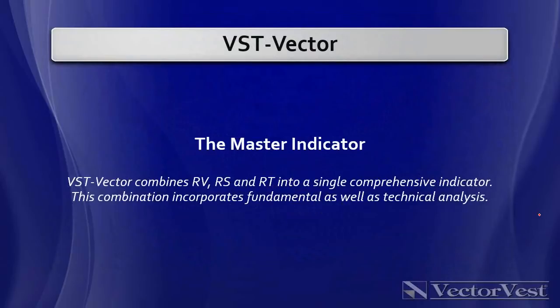VectorVest puts value, safety, and trend together into one master indicator, and all of the shares on the London stock market and on AIM and on any stock market VectorVest follows are by default sorted by the master indicator, VST: value, safety, and trend. And as we'll see in a second, the default sort for the Midas Touch watch list is also by VST, and that seems to do a good job.